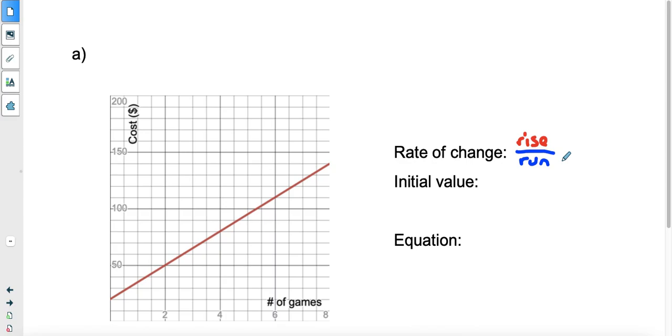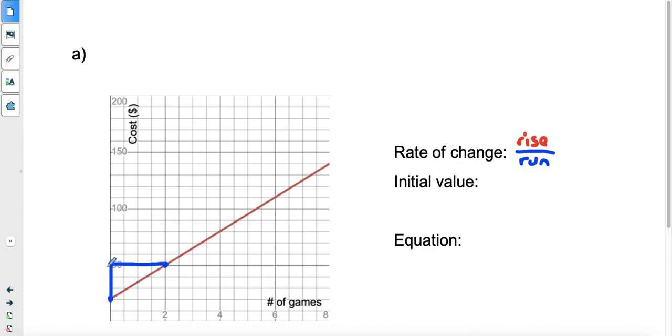And to find that here, we need to pick 2 points on this line. And it doesn't matter which 2 points I pick. I can pick any 2 points on this line. So I'm going to pick these 2 points. Now I'm going to draw a triangle connecting these 2 points. And now I can find my rate of change.